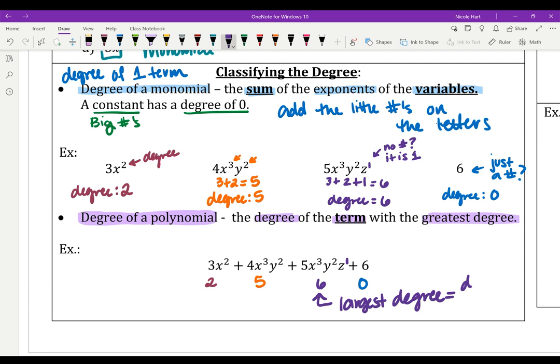And so that's the degree of the polynomial. So if I said, what is the degree of this expression? I would say 6.